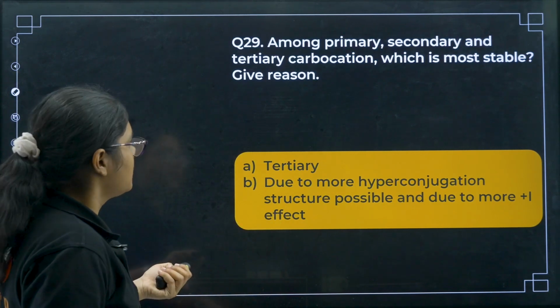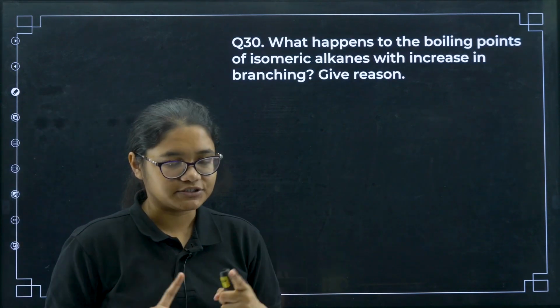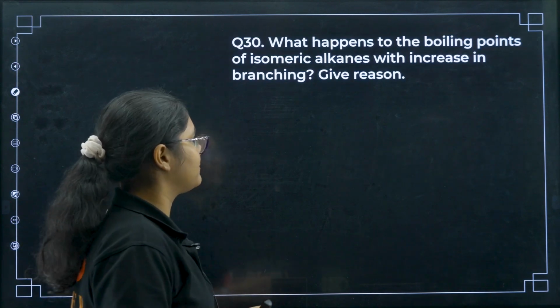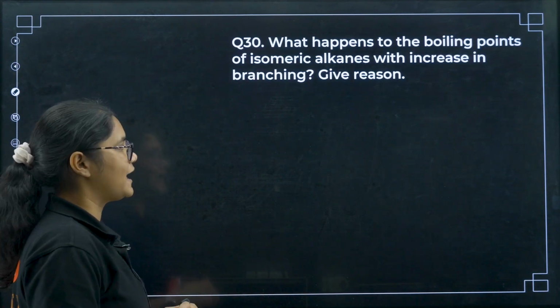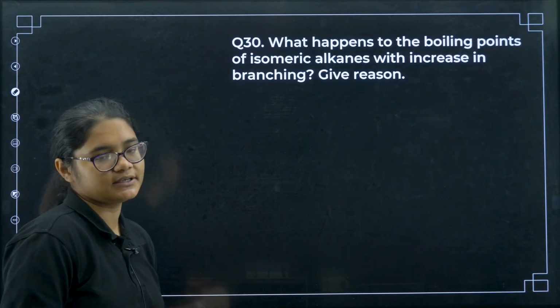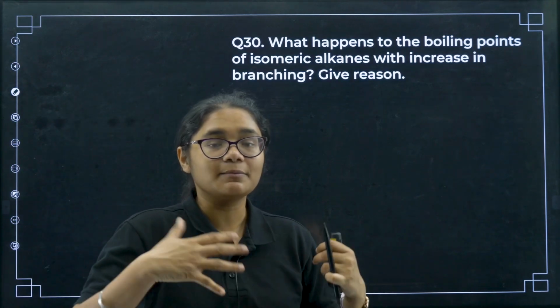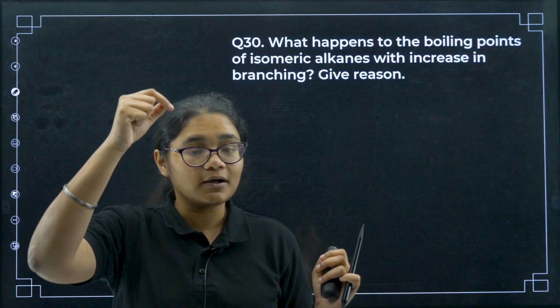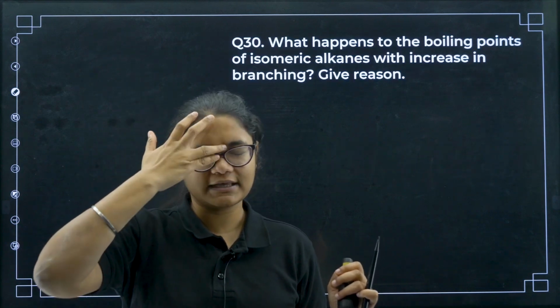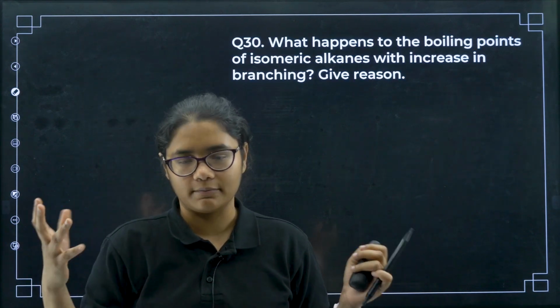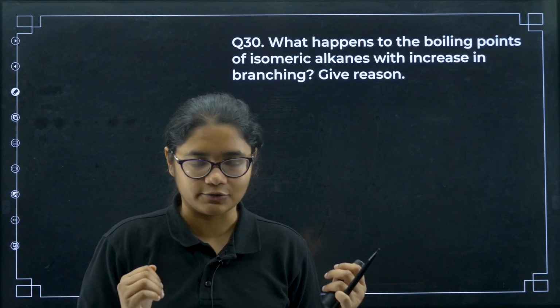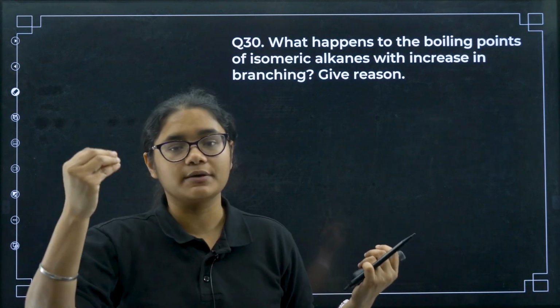Okay. Next, question number 30 and the last question of 2 marker section. What happens to the boiling point of isomeric alkenes with increase in branching? Give reason. First, this also you have to first explain, then give reason. So when branching happens, what happens? The boiling point or the melting point, it actually decreases. Okay, if the branching increases, boiling point decreases.